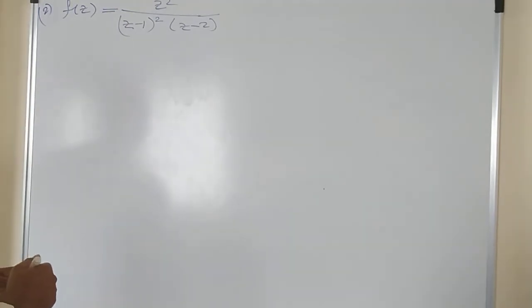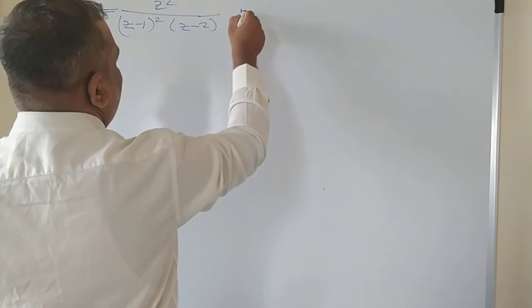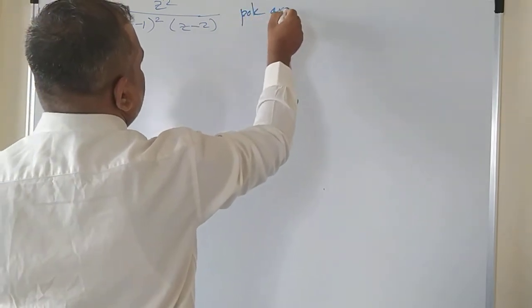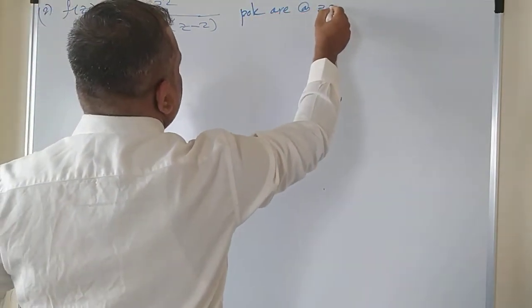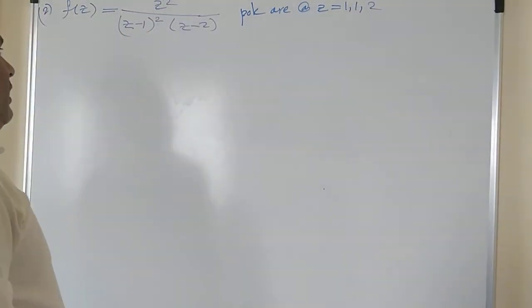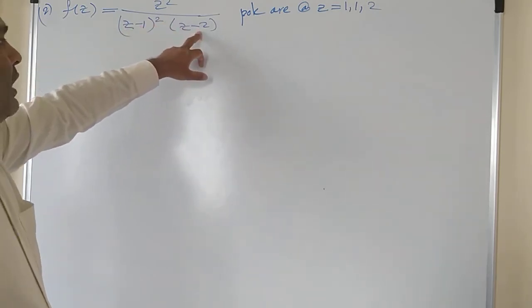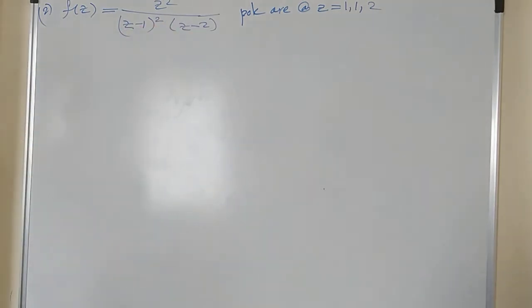So it is quite similar. What are the poles? Now the poles are at z is equal to 1, 1 and 2, right? Now z is equal to 1 has order 2, z is equal to 2 has order 1. I need not write it, we have just solved it.